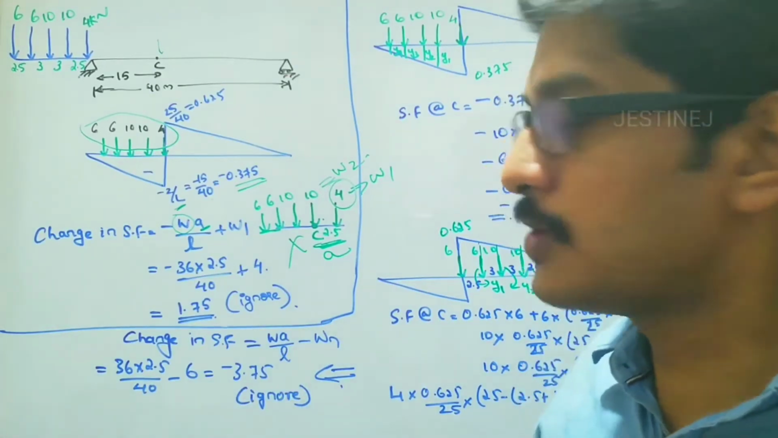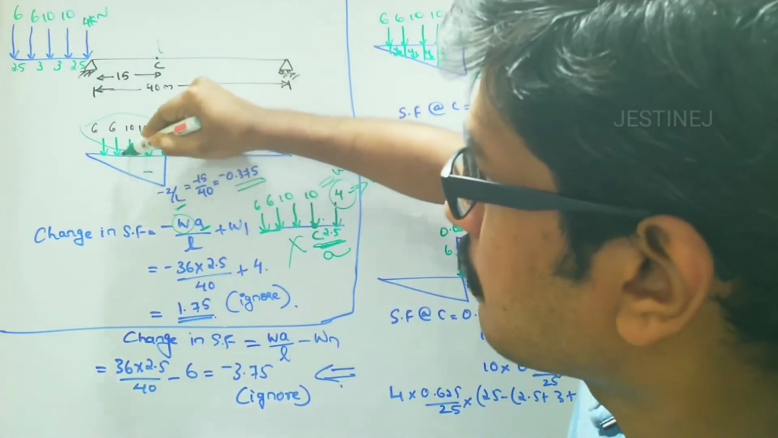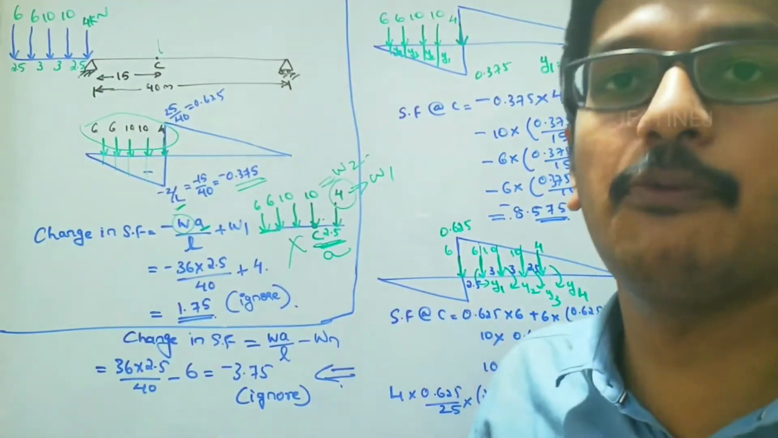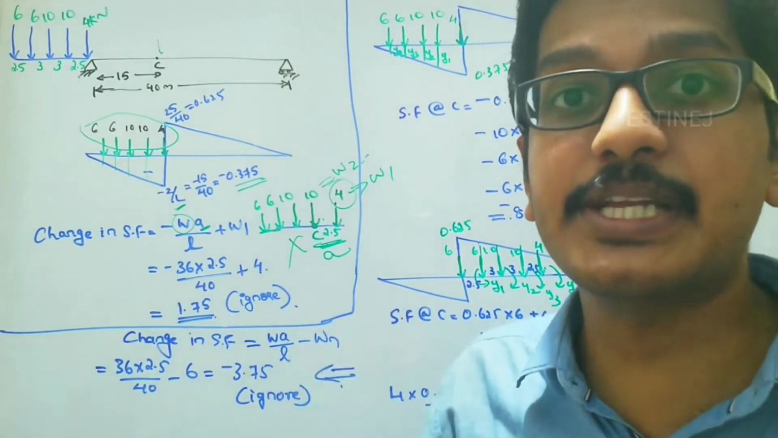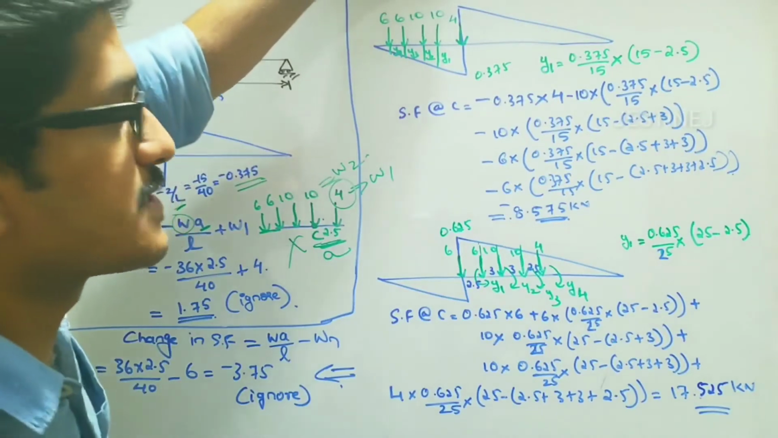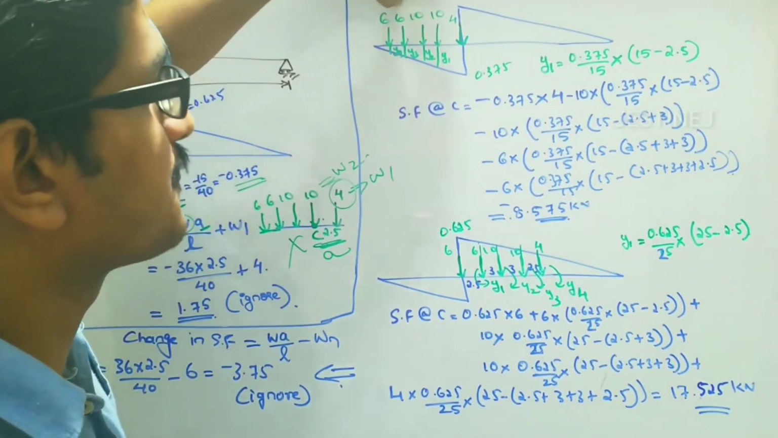Now we will calculate each ordinate, what is the ordinate here, what is the ordinate here, what is the ordinate here, and multiply with each load, and finally we will calculate the maximum negative shear force value. So this is the condition. This condition is right. We already proved that.